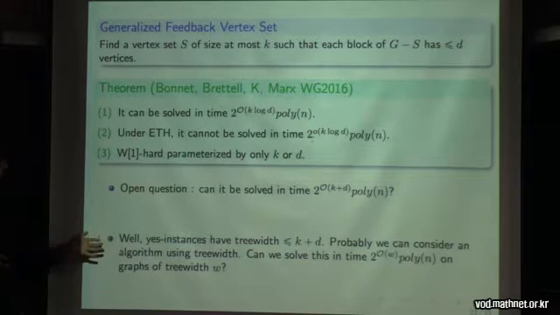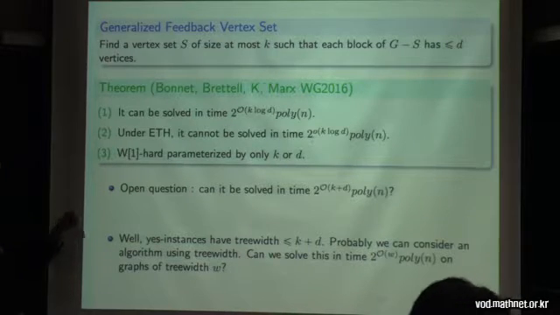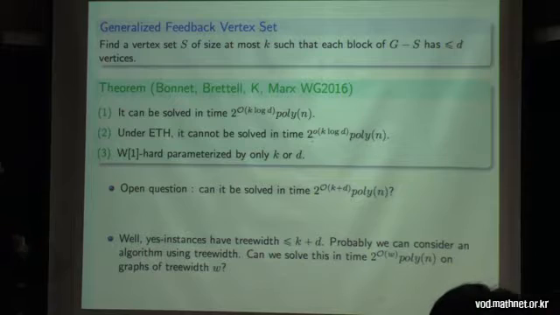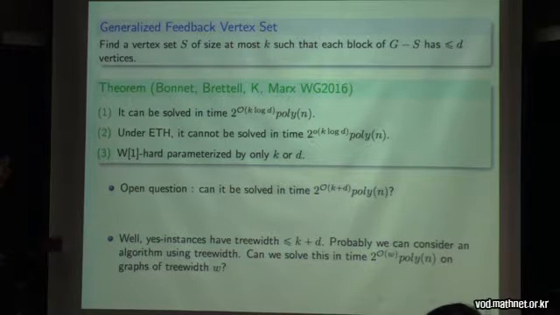The obvious thing is that the yes instance should have treewidth bounded by K plus D, right? You want to delete K vertices so that each block has at most D vertices. So the treewidth is like D minus 1 actually, and whenever you add a vertex, the treewidth increases by only 1. Then maybe we can use the algorithm for treewidth to obtain this running time, right? But actually, this seems also difficult. This doesn't say that this open problem is not true, but it is an interesting problem.